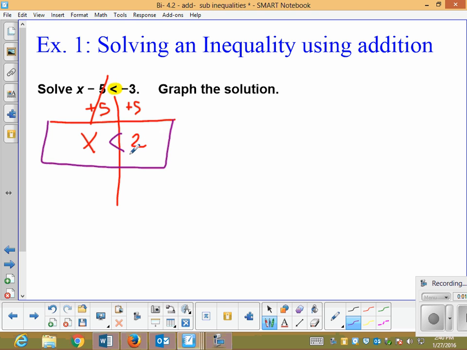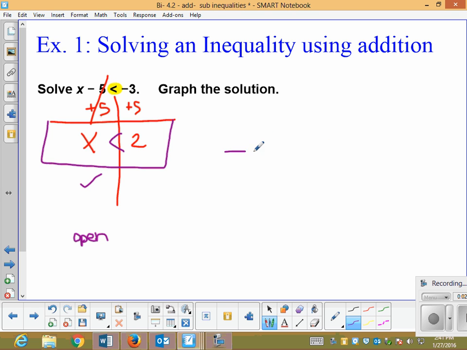Now, remember in our last lesson, 4.1, we learned when to open our graph and when to close our graph. If you look at this inequality, there's no equal sign, so our graph is going to be an open circle. Also, something you need to check is whether your variable is on the correct side. It should always be on the left side. Is it? Check. Since it's on the left side, we're ready to graph.